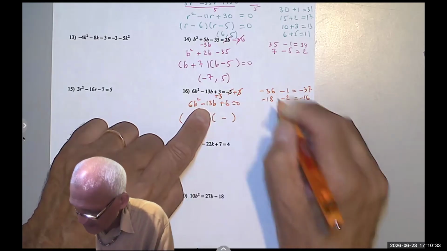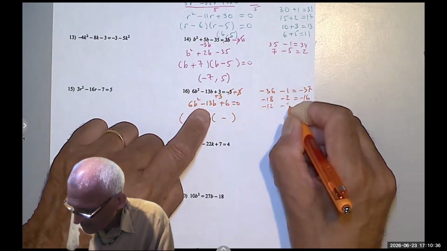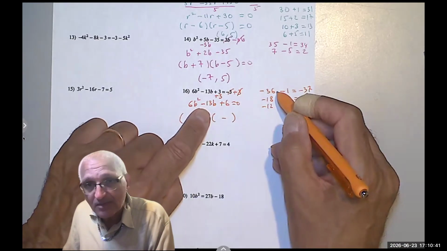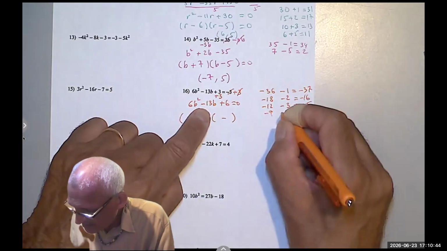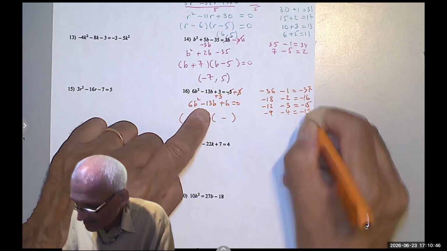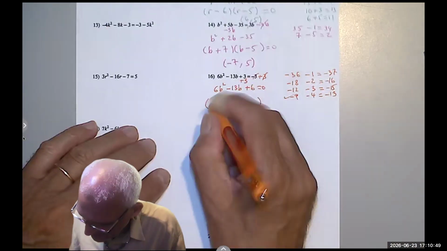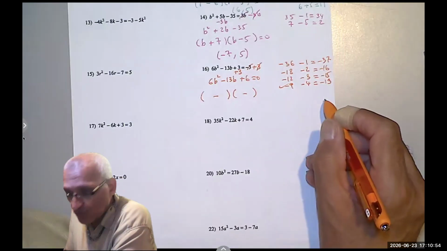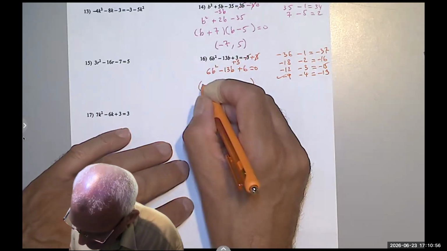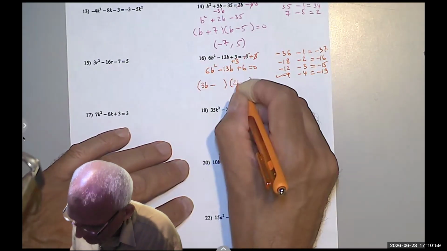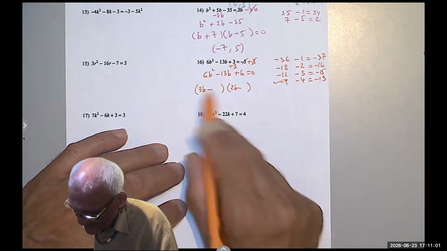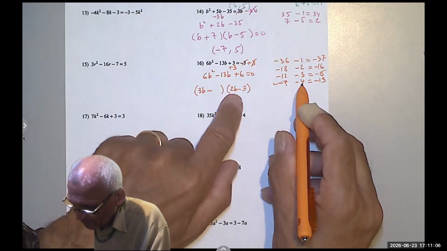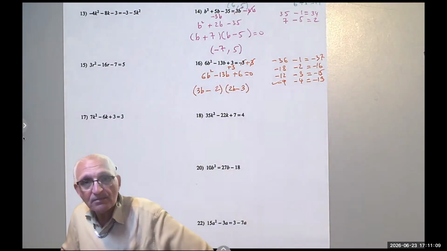36 is divisible by 3, so negative 12 minus 3 is negative 15. Oh my God, still too high. 36 is divisible by 4. Negative 9 minus 4 is negative 13. Bingo. So negative 9 and negative 4. How do I make 9 and 4? For example, if this is 3b and this is 2b, in order to make that 9, I multiply it by 3. And in order to make that 4, I multiply it by 2.